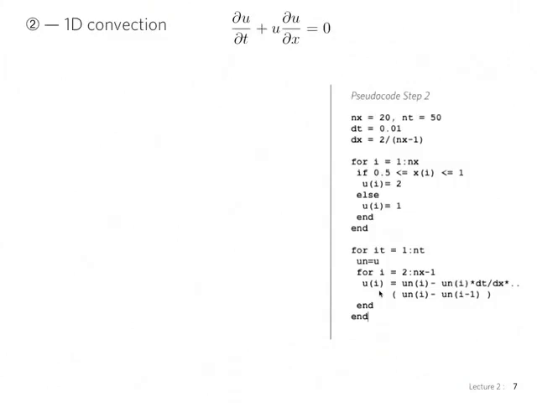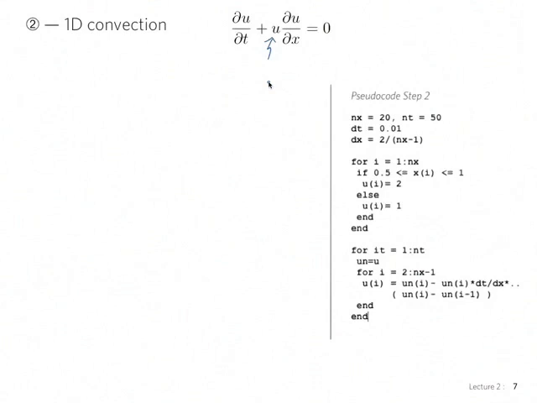Step 2 is 1D convection. So the only difference with the previous case is you will notice that now we don't have c, we have u there. So by multiplying u with du dx, we have a nonlinear term. The only difference with the previous case is that we have added the nonlinearity, which is present in the Navier-Stokes equations and corresponds to the physics that we want to eventually be able to model.